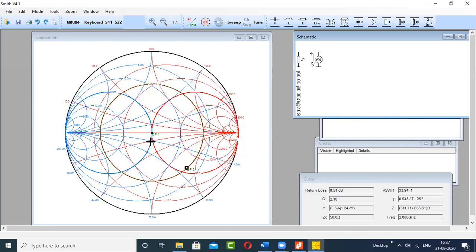So if I take the reciprocal of this unit resistance circle, it becomes the conductance circle, and the magnitude will be 1 only, because the inverse of 1 is 1. So this blue circle is your conductance circle whose value is 1.